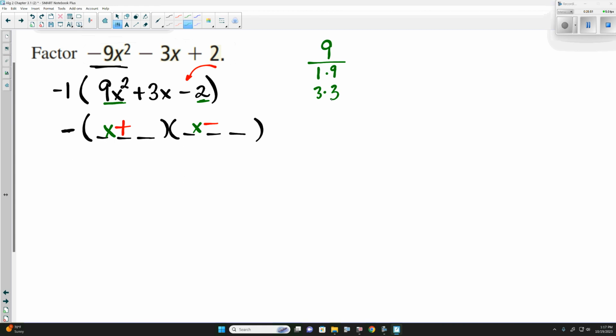Which one do we want to try first? 1 and 9 or 3 and 3? Factors of 2 are 1 and 2.